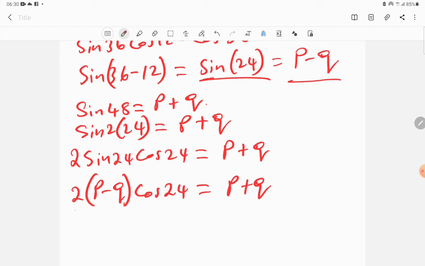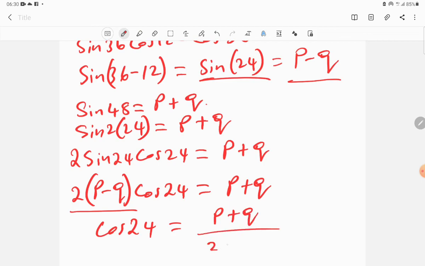Now, we really don't want this, so we have to divide by it on both sides. So on that note, we'll be having cos 24, which is going to be equal to P plus Q, all divided by 2 times P minus Q. So this is what you have. So cos 24 is just equal to that.